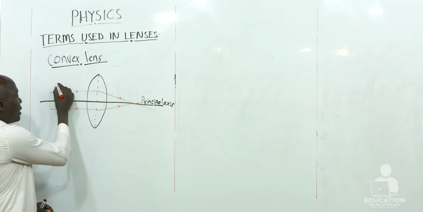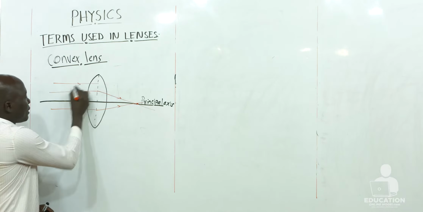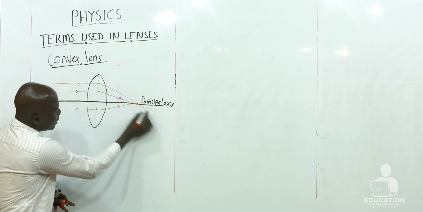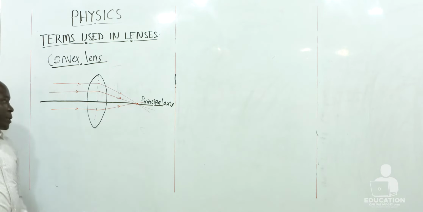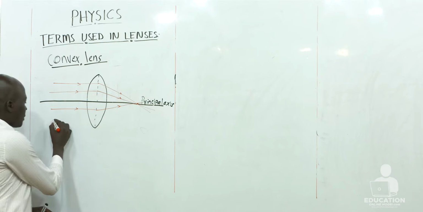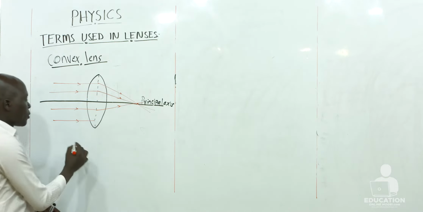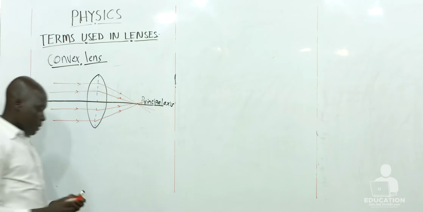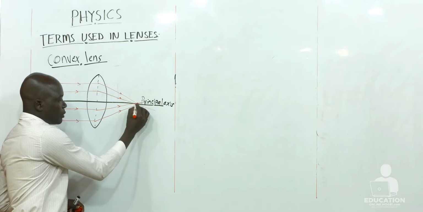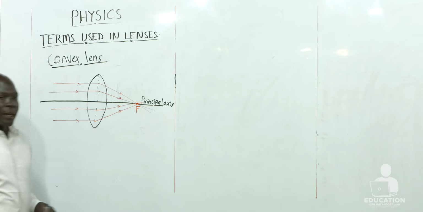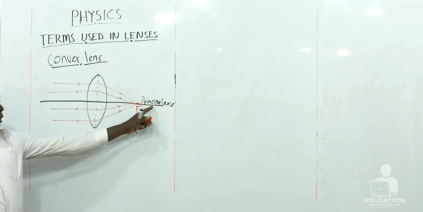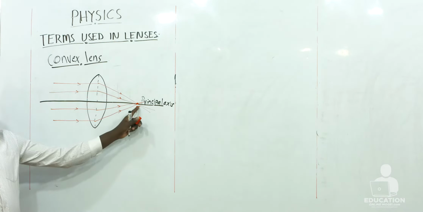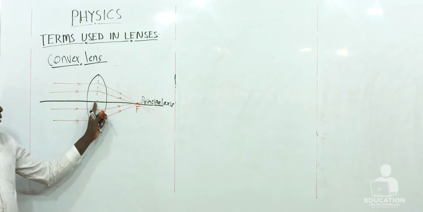There can be so many rays that are parallel to the principal axis. All will converge to a certain point called the principal focus. So these rays can be so many, and they can all be refracted through the principal focus. This point, we denote it with letter F. That is a point along the principal axis where all rays that are parallel to the principal axis will converge after refraction from the lens.